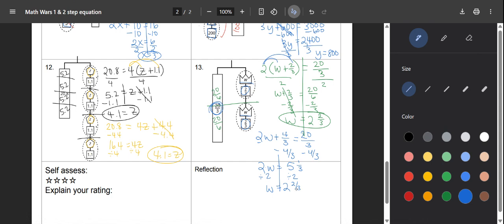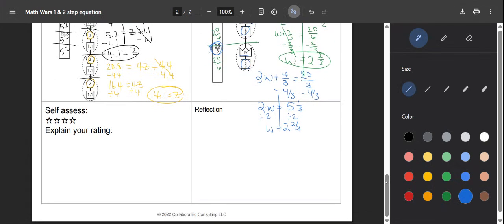So I'd like you to please take some time, do your self-assessment, explain your rating, and do your reflection. What are our 3 key takeaways here?